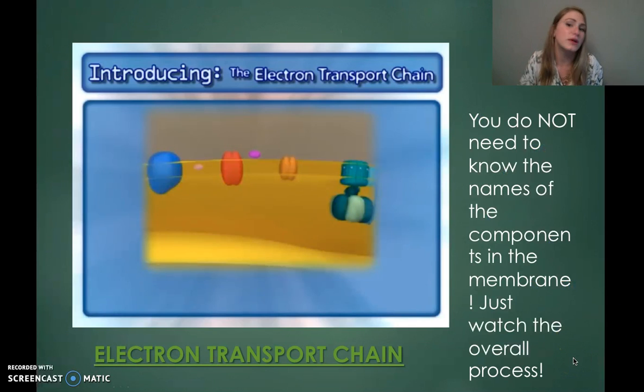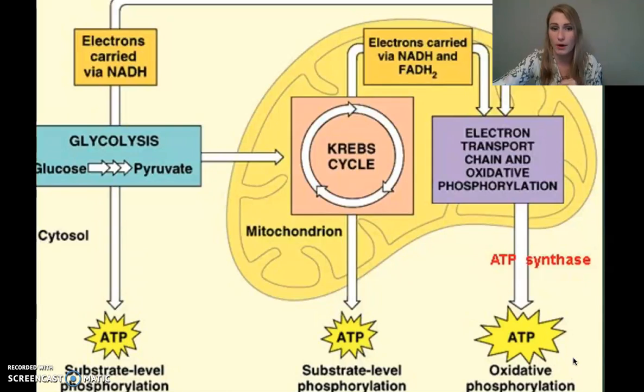So you do not need to know the names of any of the components. This video is actually pretty great, although it does give you all of the names of the proteins and the other components involved. You don't need to know all of that, but this is a nice video just to go over the entire process, knowing that we do use oxygen here in the electron transport chain to pick up those hydrogen ions and create water.